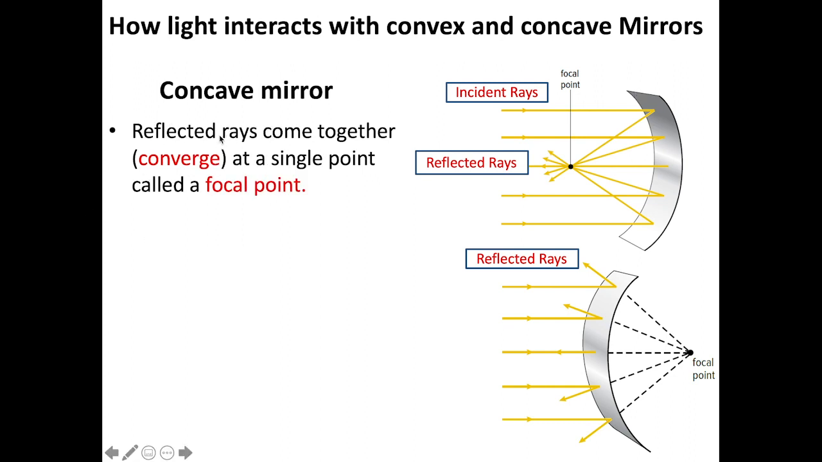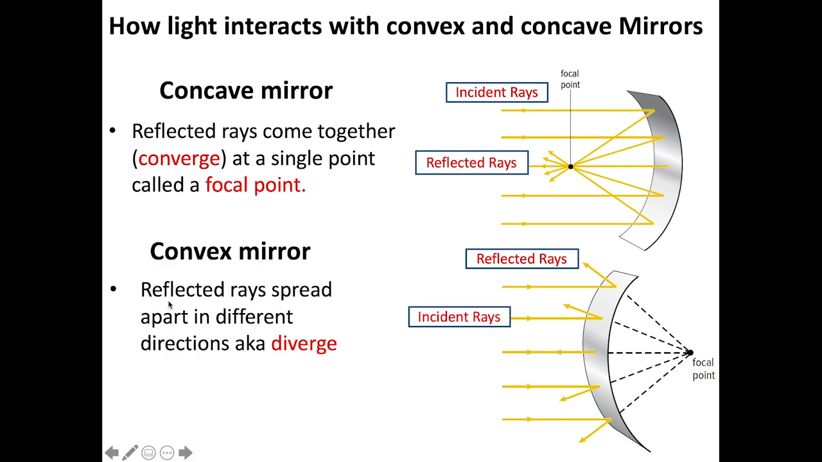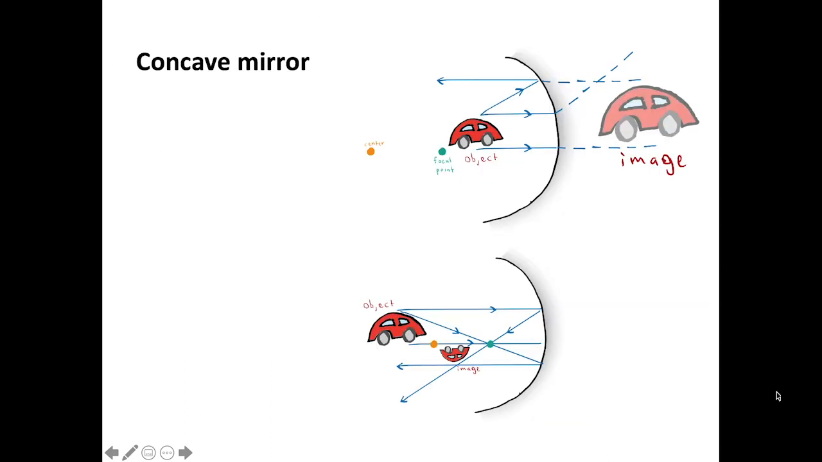Reflected rays come together or converge at a single point, and that point we refer to as the focal point. You'll discuss this more in grade 11 physics if you decide to take it, but I just want to introduce you to the specific point where all these light rays are coming towards, and this is going to affect the way our image looks. With a convex mirror, reflected rays spread apart in different directions, so they're diverging, because the shape of the mirror is curved. So they're pushing them out in different directions.